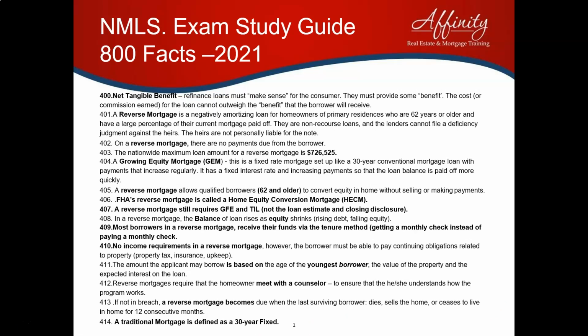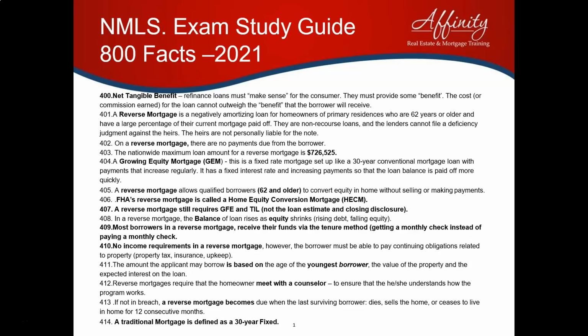Reverse mortgages are for those who are 62 years or older and have a large percentage of their current mortgage paid off. They are non-recourse loans, and the lenders cannot file a deficiency judgment against the heirs. The heirs are not personally liable for the note. On a reverse mortgage, there are no payments due from the borrower. The nationwide maximum loan amount for a reverse mortgage is $726,525.